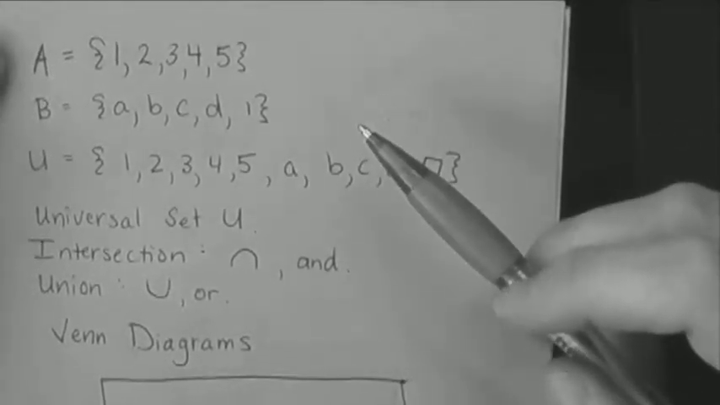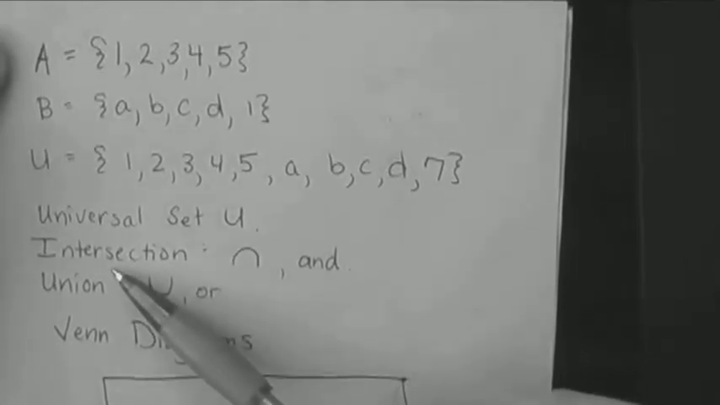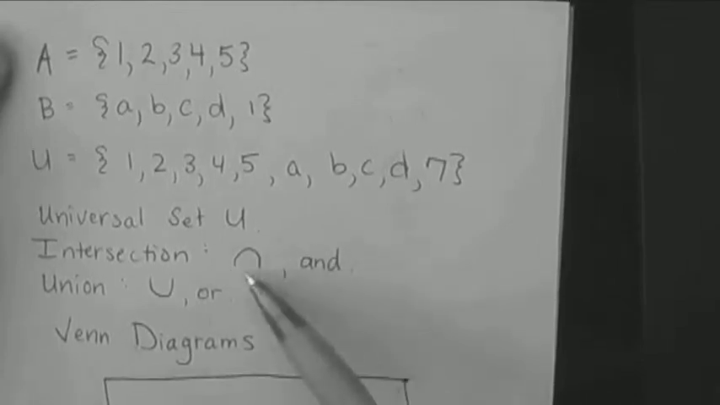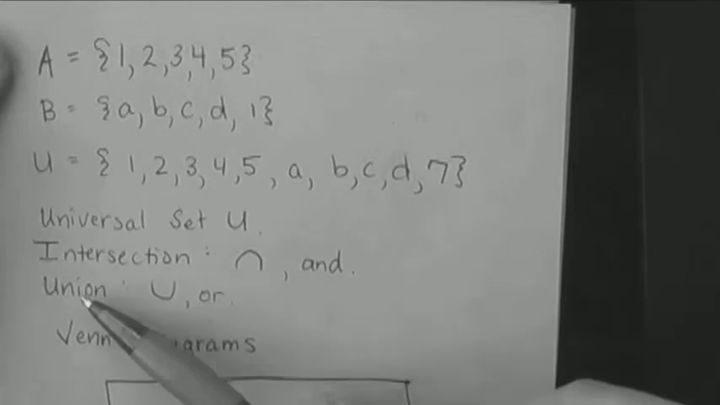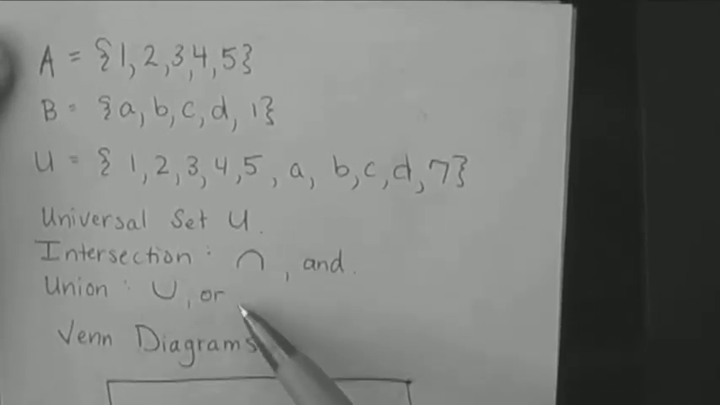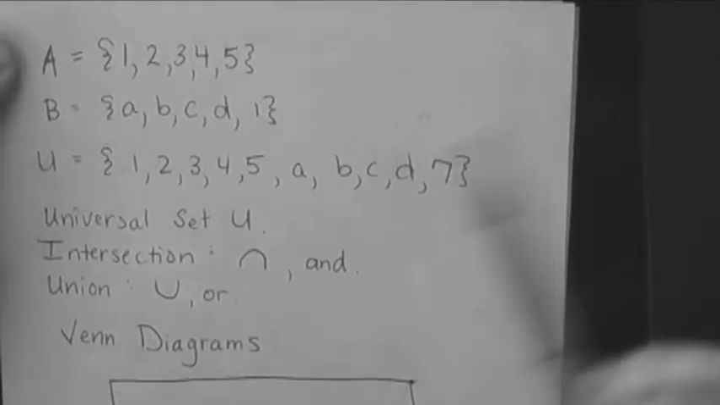In this lesson, we're going to talk about the universal set U, the intersection of two sets denoted by this little hump. The intersection means an "and" between two sets, and also the union between two sets, a fat U, and union means "or." We're also going to talk about Venn diagrams.